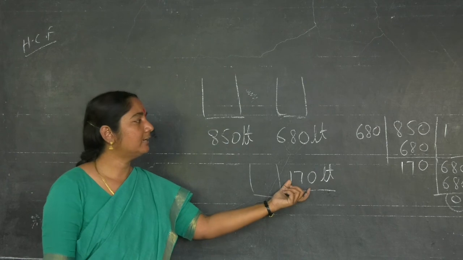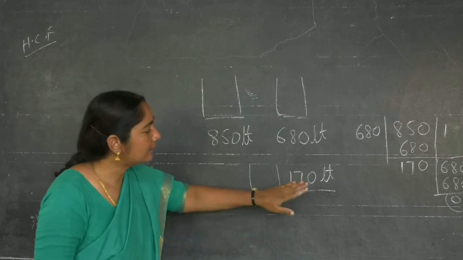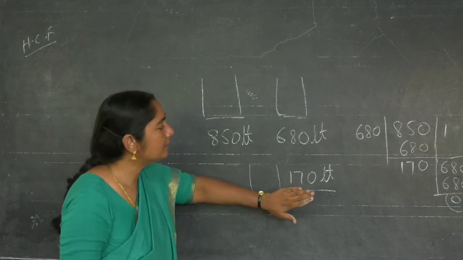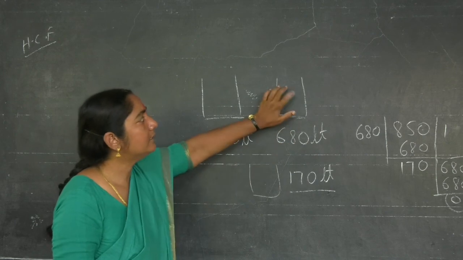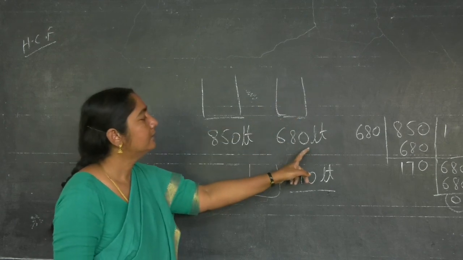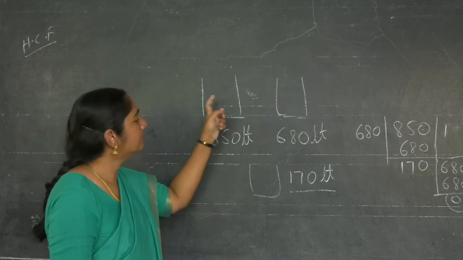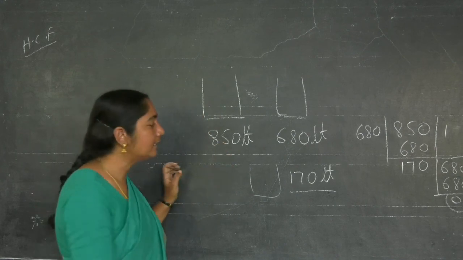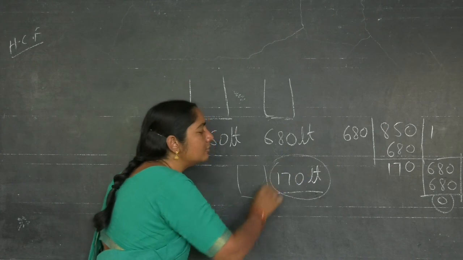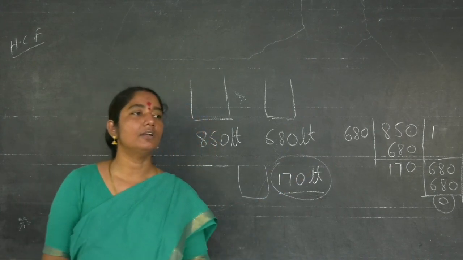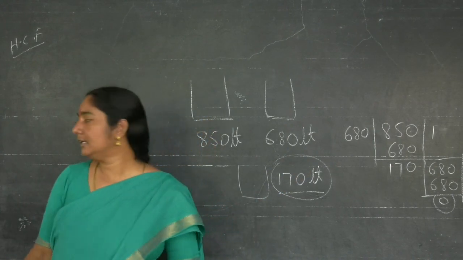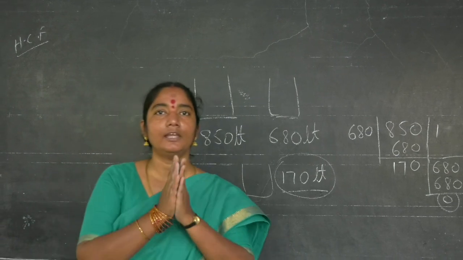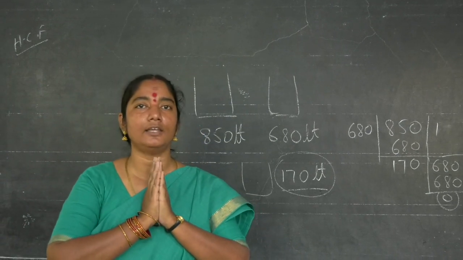So we have to take the container of size 170 liters so that we can measure these two. Now you can understand, my dear friends, if we use this container 4 times, it will fill 680, and if it is used 5 times, it will fill 850. So the highest volume of the container that must be used is 170 liters. I think now you got the concept. Thank you very much. Please try to practice.